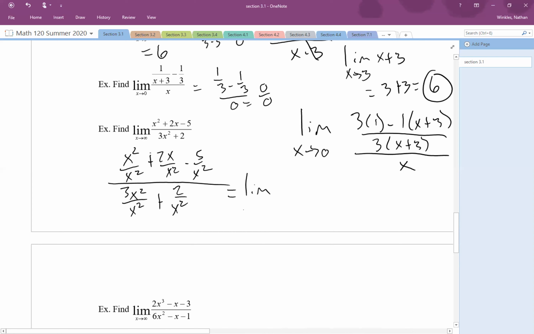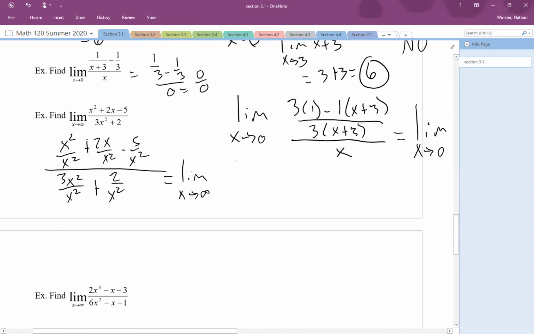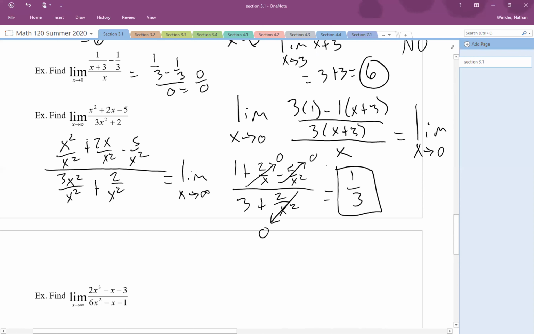Simplifying, so we still have our limit as x goes to infinity. Simplifying, we get 1 plus 2 over x minus 5 over x squared, all over 3 plus 2 over x squared. Anything that still has an x in the denominator goes to 0. So we're left with 1/3 as our answer here.